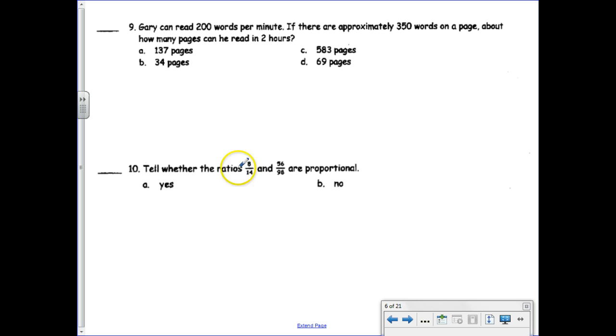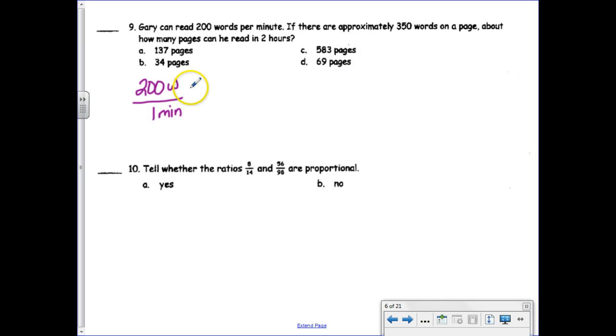Look at number 9. Now this one's a little bit tricky, so we got to think about it a little bit, and there are a couple ways to approach it. Gary can read 200 words per minute. Right away I'm thinking this is a rate. I'm going to write it down. 200 words in 1 minute. Then it says there are approximately 350 words on a page. Now that's a totally different rate, 350 words per page. But it's asking how many pages can you read in 2 hours. So I've got a lot of work to do here.